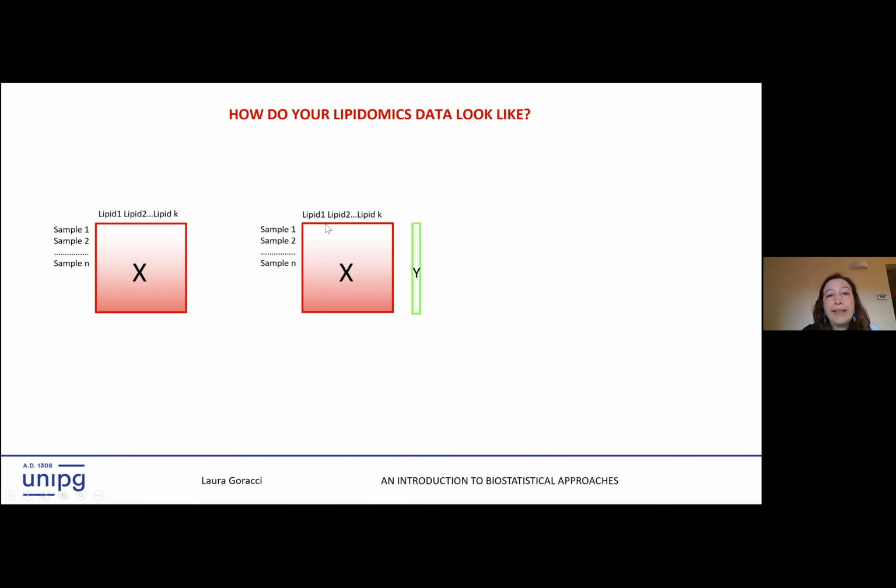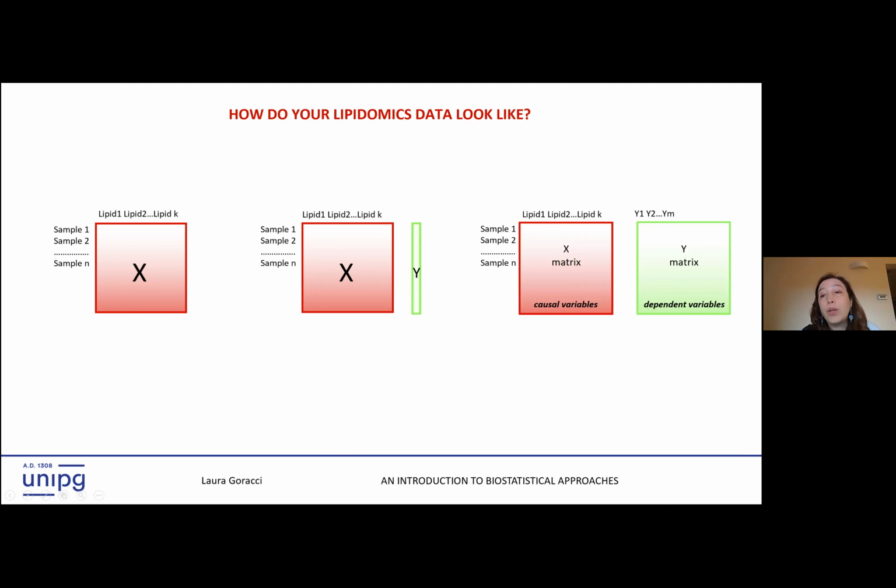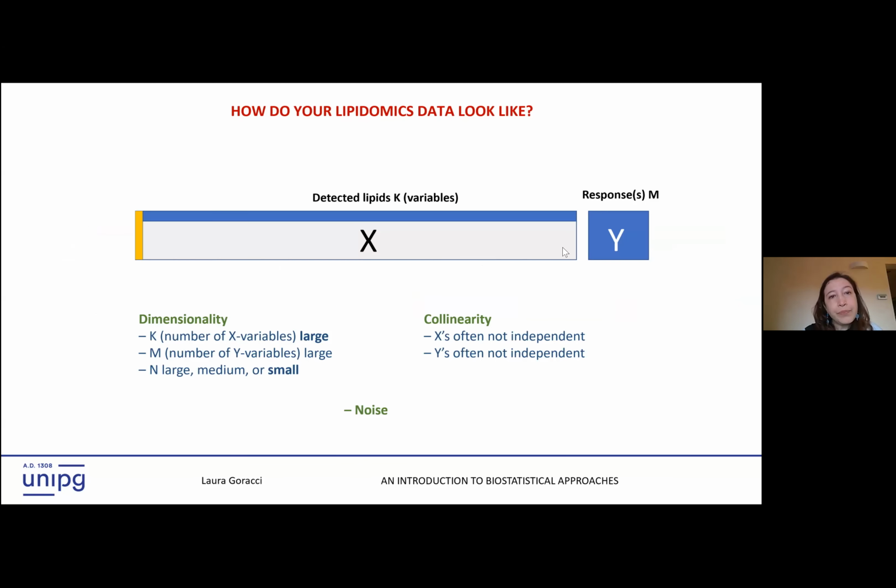A second possibility is the same X matrix, but we want to correlate it with something, with another variable. Or we can have more than one variable to be correlated to our X matrix. And this is, for example, very common in clinical approaches where you have maybe a lot of clinical parameters. You can have even more complex structures like three-dimensional matrices, but for today, and also due to the limited time, I will stay with these few examples.